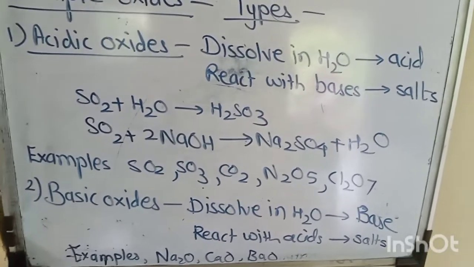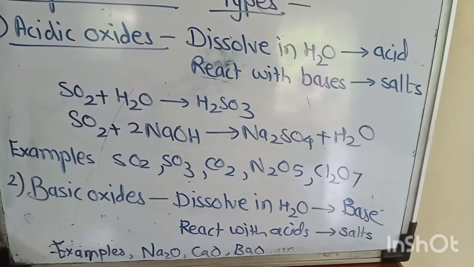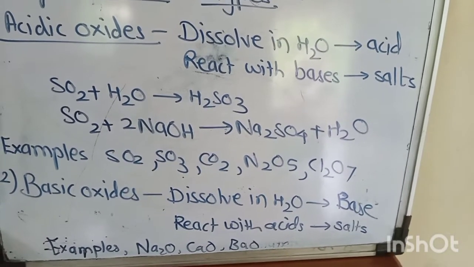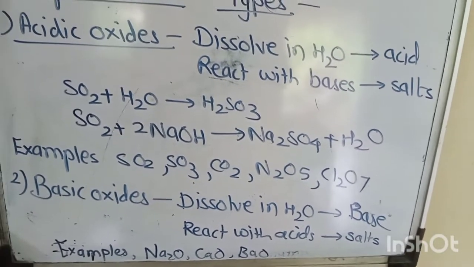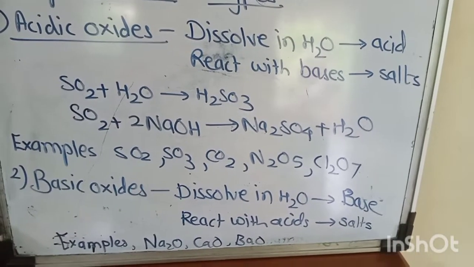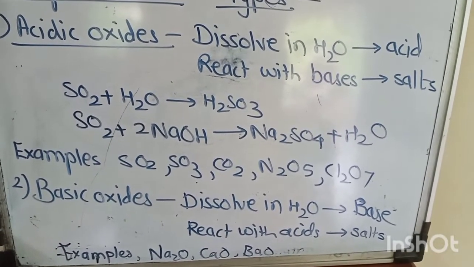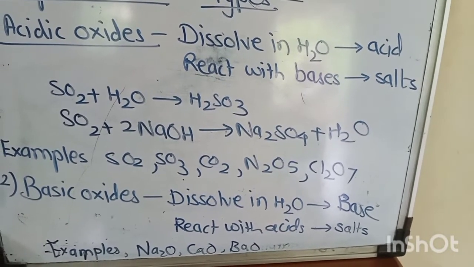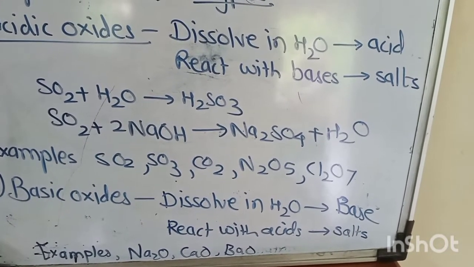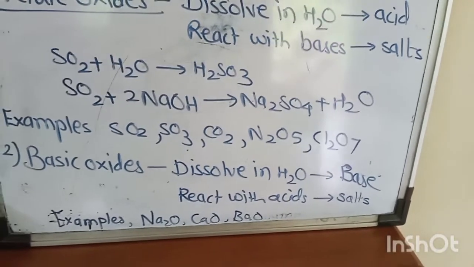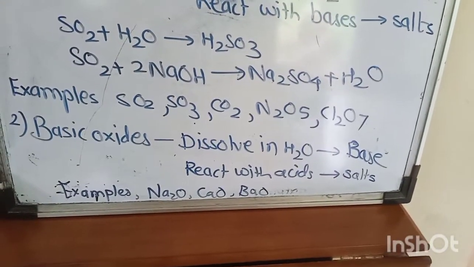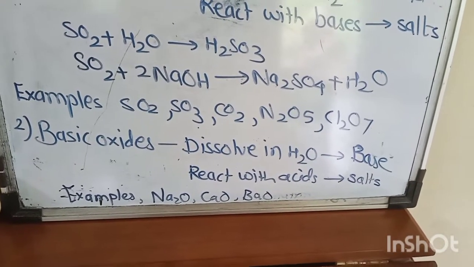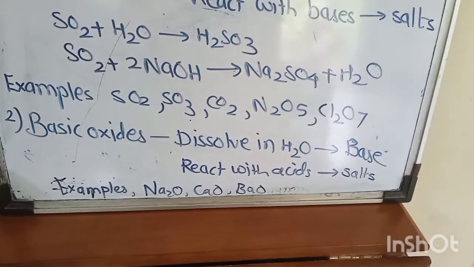Generally, non-metallic oxides are acidic in nature. For example, SO2, SO3, carbon dioxide, nitrogen oxide, chlorine oxide, they are all acidic oxides. You can see from the reactions that SO2 reacts with water to form sulfurous acid, or SO2 reacts with sodium hydroxide to form a salt, sodium sulfate, along with water.